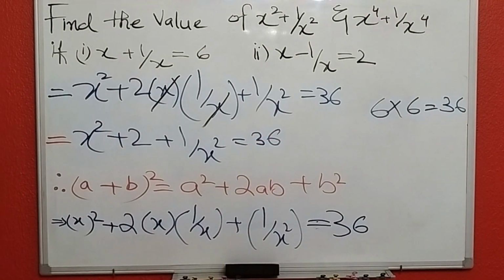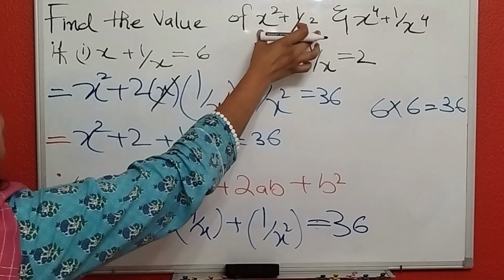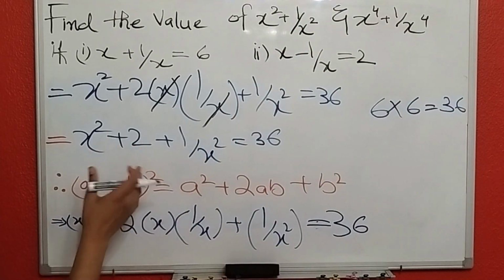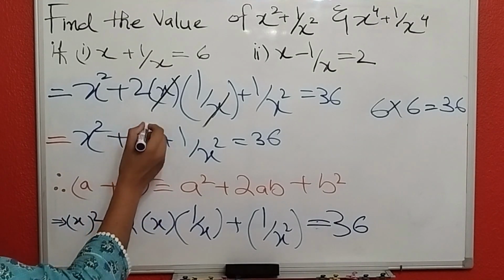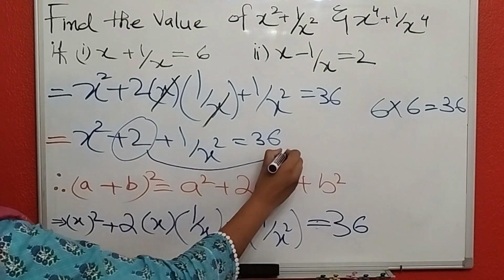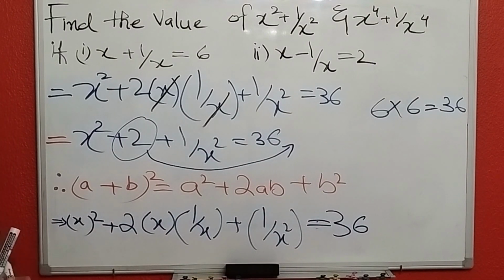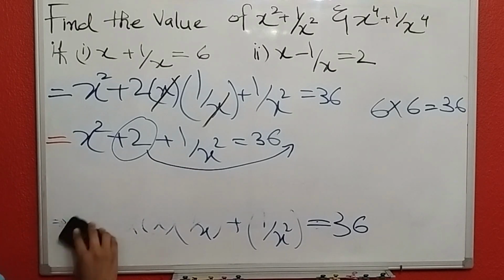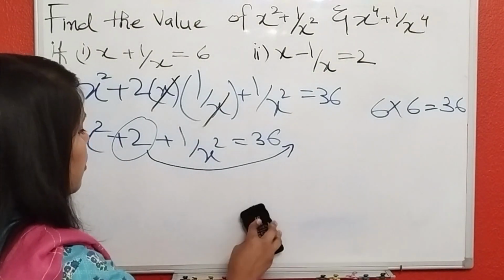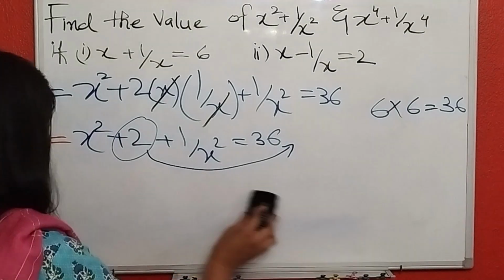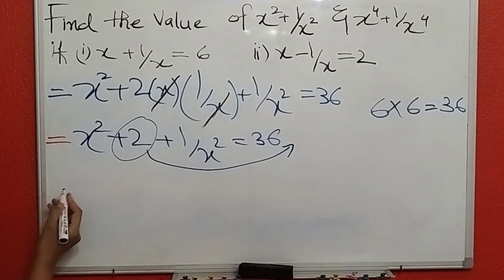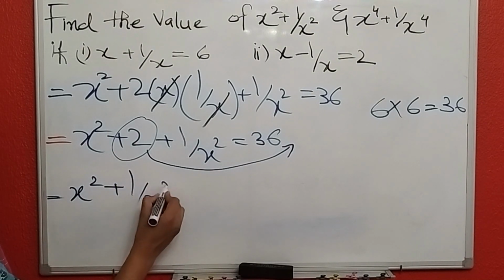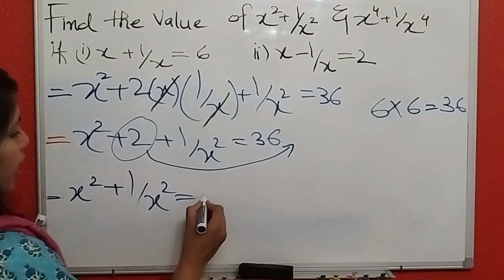As you already know, I have to find the value of x square plus 1 over x square. So which thing is extra here? 2 is extra here. Now I am going to shift this to here. I am erasing these steps. If you want to copy down, you can stop and pause my video to copy down all the steps. Okay students, now here this value is now (x plus 1 over x) square is equal to 36.